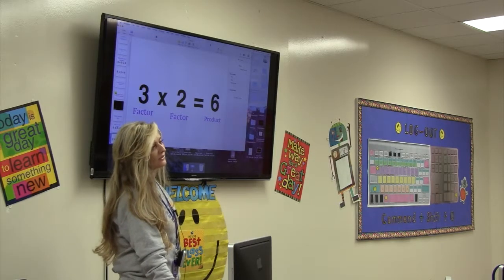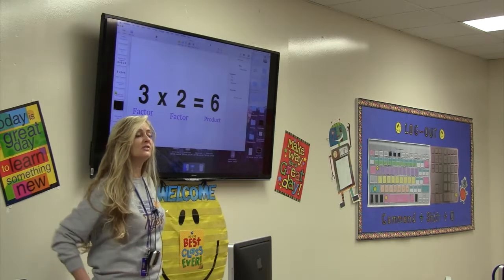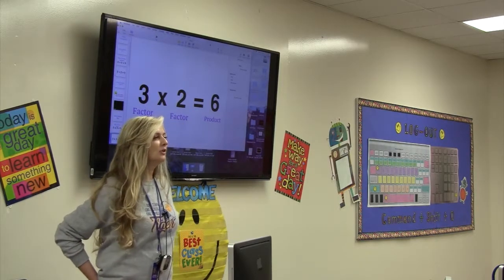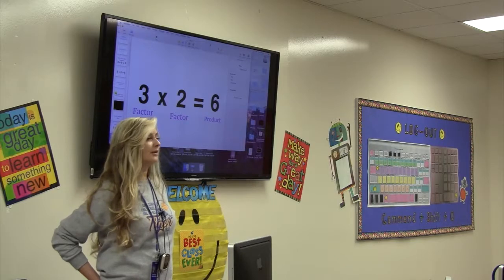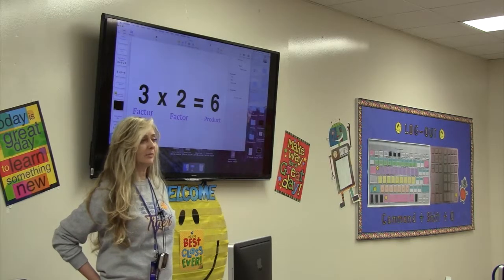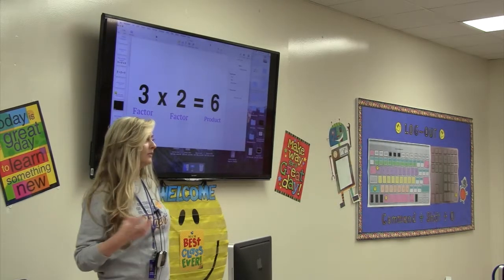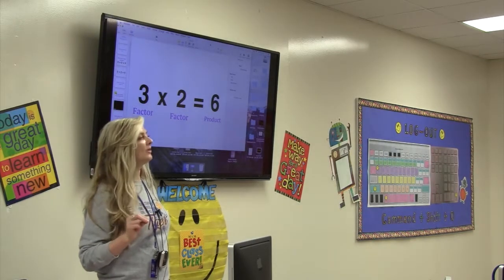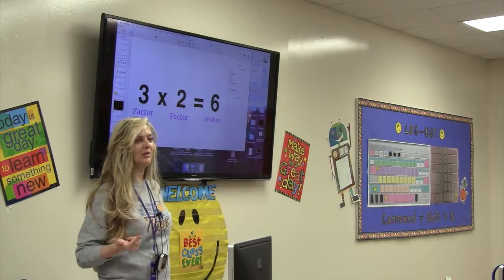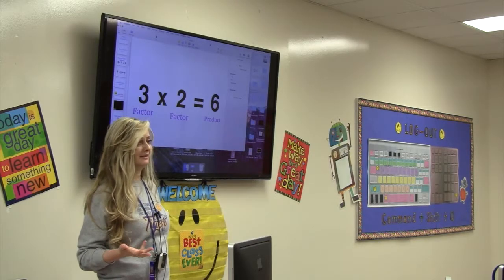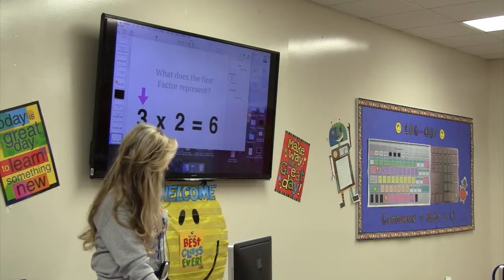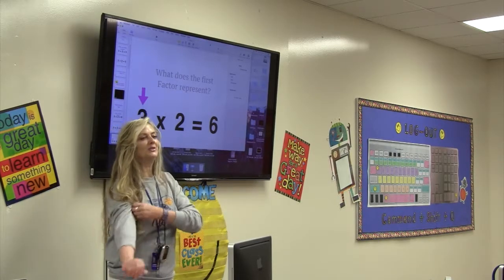Very important that you know that terminology, because on a test you might have something that says using the factors 7 and 2 provide the product, or what is the product? Please give the product. And if you don't know the terminology, you're not going to know whether to add 7 and 2, multiply it, divide it, or subtract it. So you have to know the terminology.